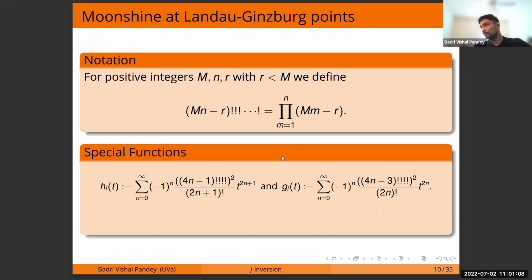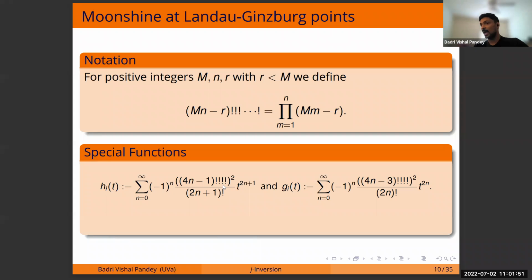With these notations, they define these two special functions. So h of I of t is the summation from n equal to 0 to infinity of minus 1 to the power n, 4n minus 1, and then 4 factorial. This simply means that you're looking at 4 minus 1, then 4 times 2 minus 1, 4 times 3 minus 1, up to 4 times n minus 1 minus 1, and this whole square divided by this factorial, which is a standard factorial. Sorry, there's a misprint. There should be 2 factorials here, t to the power 2n plus 1, and similarly here there should be 2 factorials.